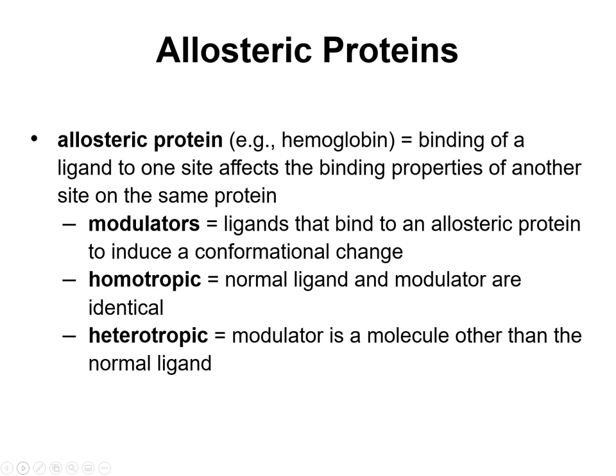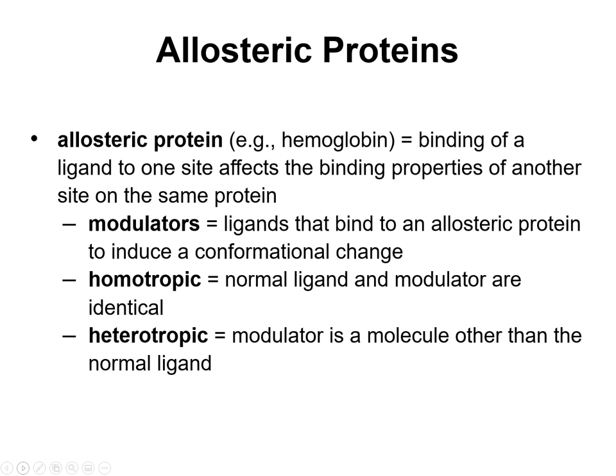Because we're talking about hemoglobin, and it's a really important protein because it transports oxygen throughout your body, things that are really important like that usually have tons of regulation associated with it. One way that you can regulate a protein is by introducing some kind of allosteric interaction. So let's define some terms.